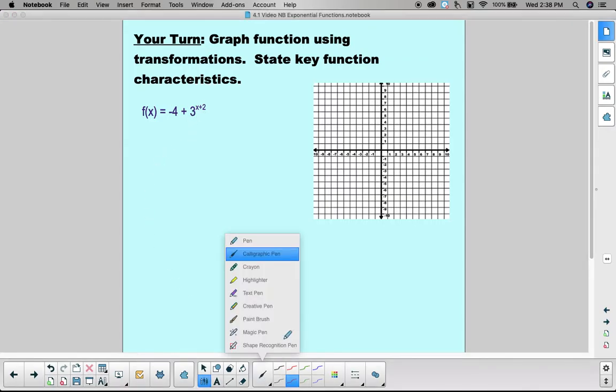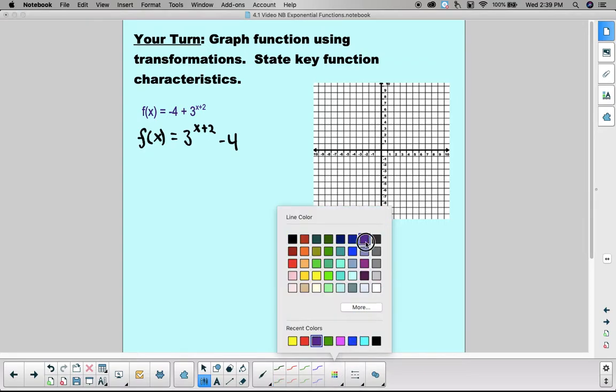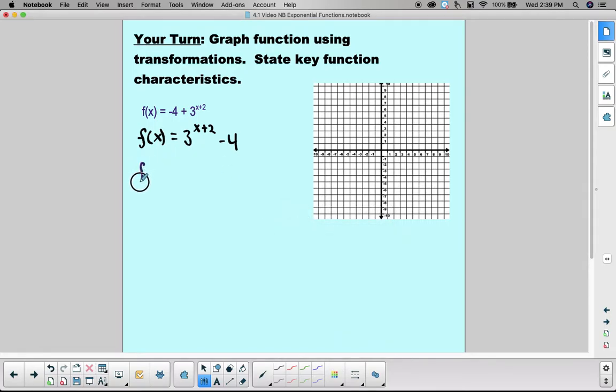So first of all, let's write this in a more standard form. I'll rewrite it, f of x is equal to, so I'm rewriting it in a more standard form because here the constants are first. I'm going to write the exponential term first, 3 to the x plus 2 minus 4. And this is very similar to our transformation, let me write the transformation underneath it. f of x is equal to a times b to the c times x minus h plus k.